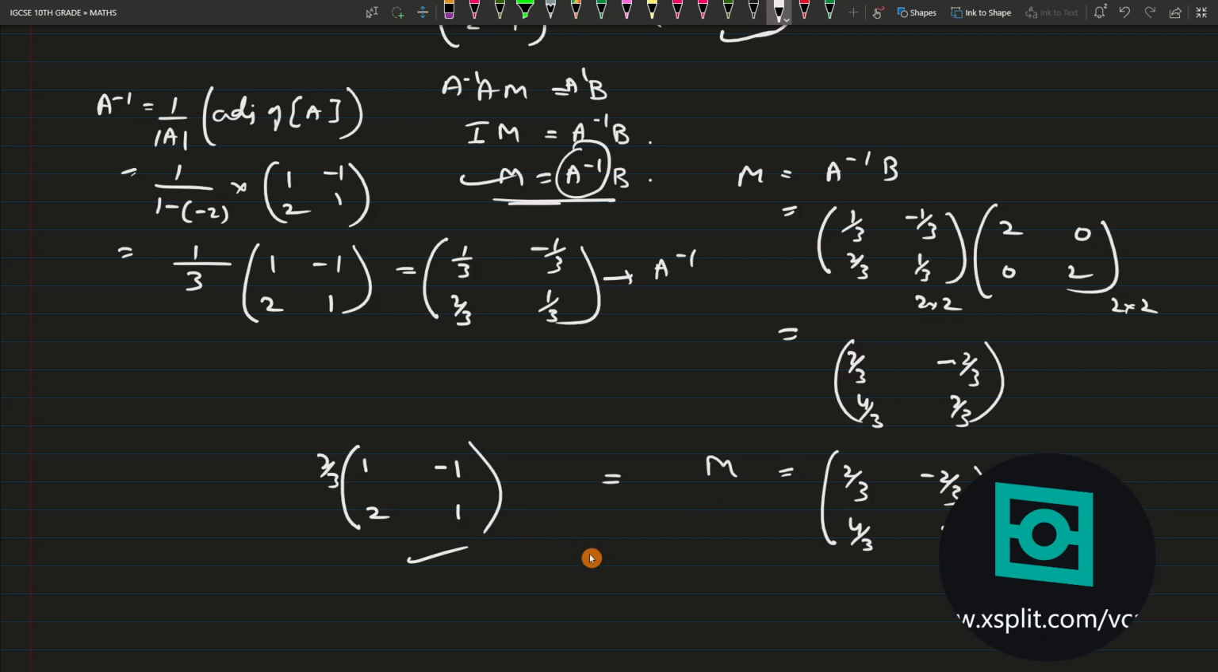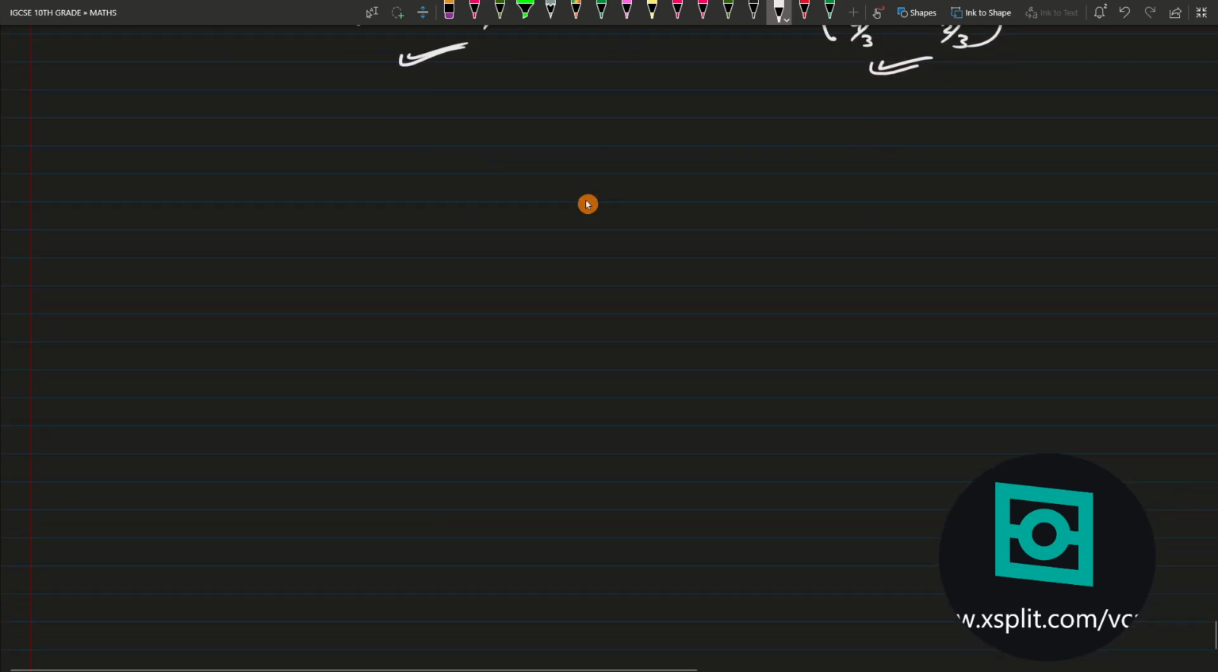Okay, and in the book behind, the answer given is 2 by 3, that is this, times 1 minus 1, 2, 1. So this is the answer given behind. So this is also correct, this is also correct, because from this only I got this answer. Okay, so that was question number 21. Now let us move on to question number 22.